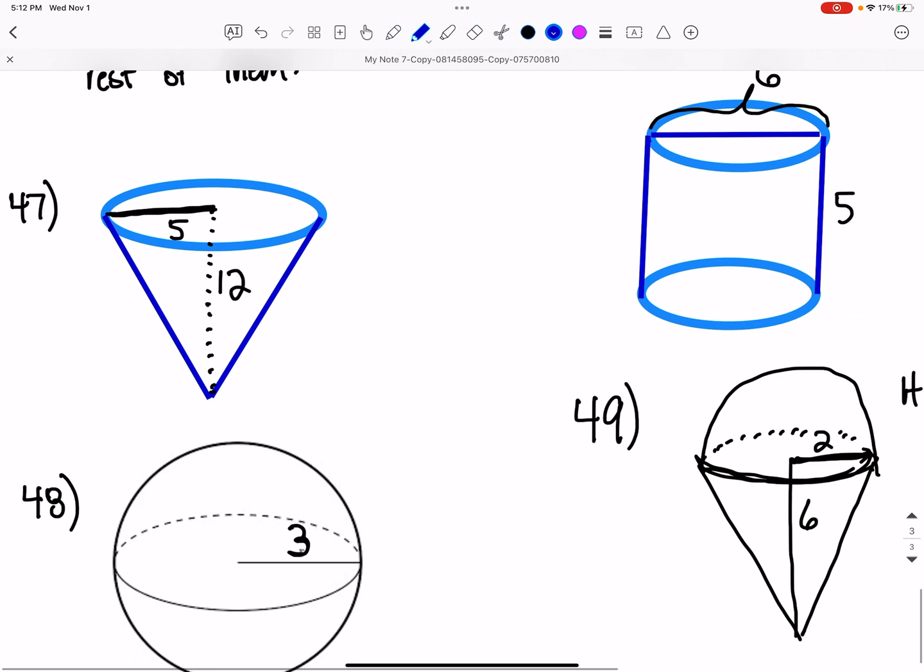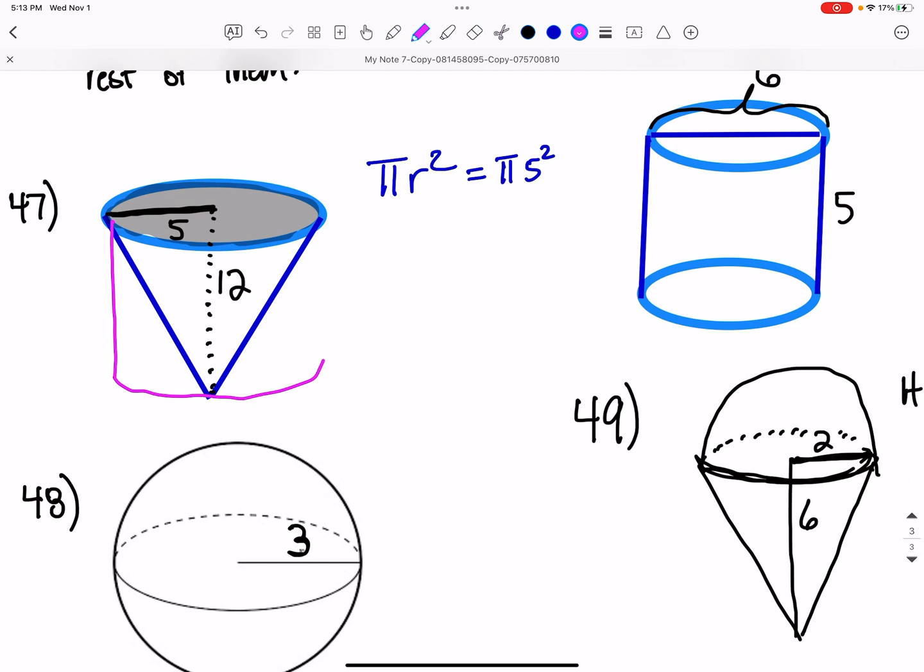Here I start with pi r squared because I start with a circle. That will give me this circle area up here. And so that is going to be pi times 5 squared. And then I have to multiply by the height to give it some height. So I gotta make this thing tall. So I'm gonna multiply by 12.